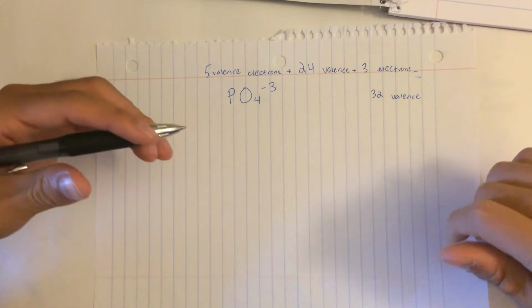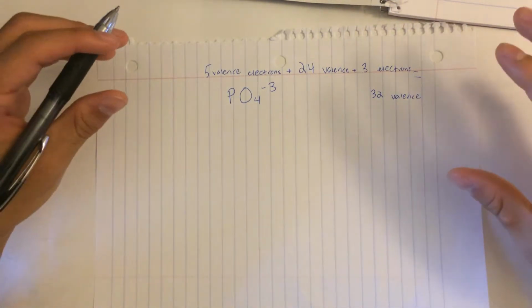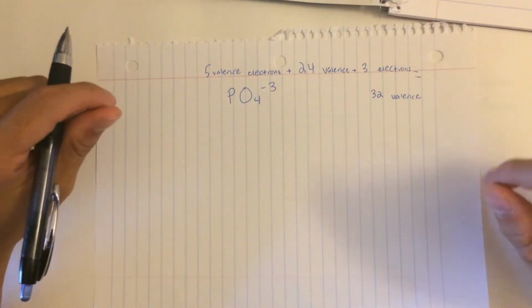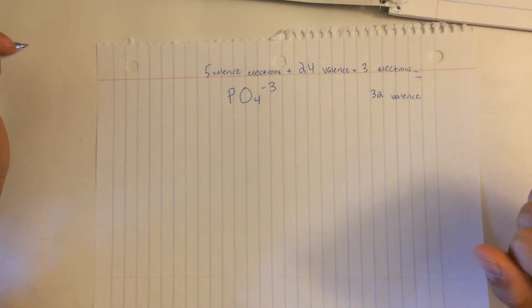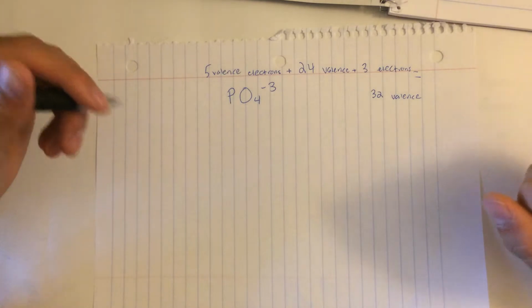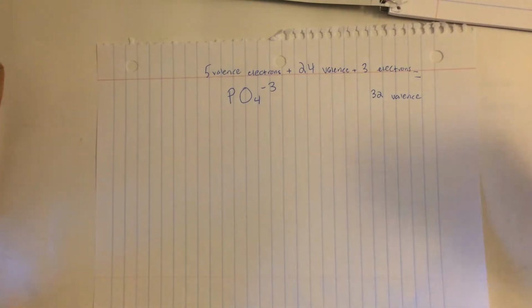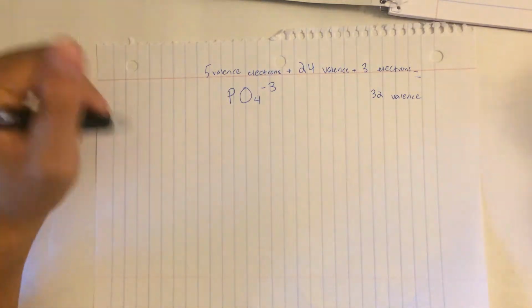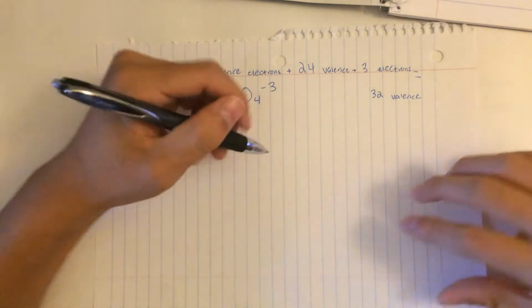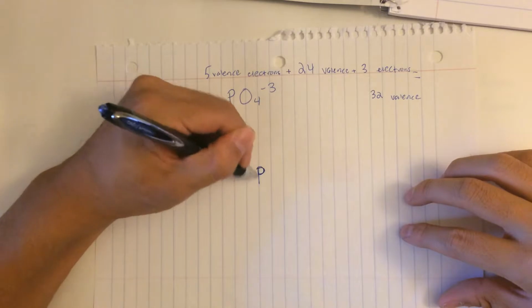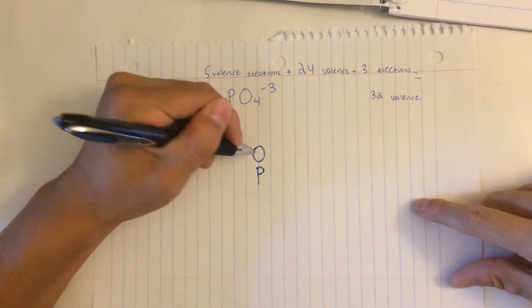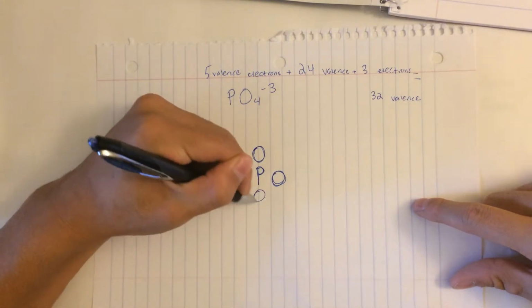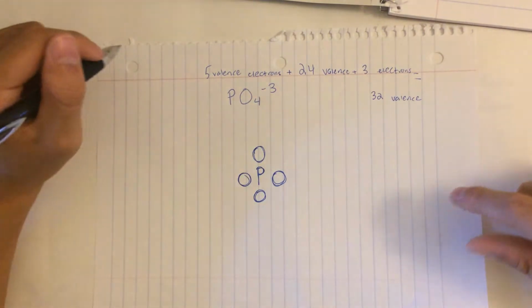So now let's look at how we will actually draw the Lewis dot diagram of this phosphate ion. So there is a general rule stating that the element with the least shells filled is going to go into the center, and in this case is phosphorus. And oxygen, since there are 4 of them, will surround the phosphorus.